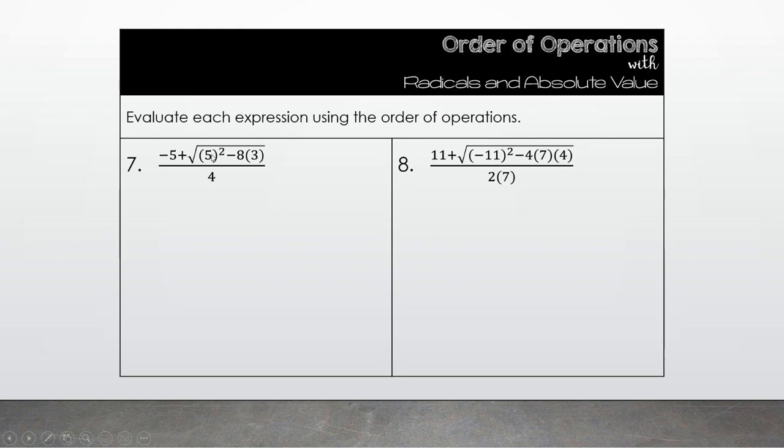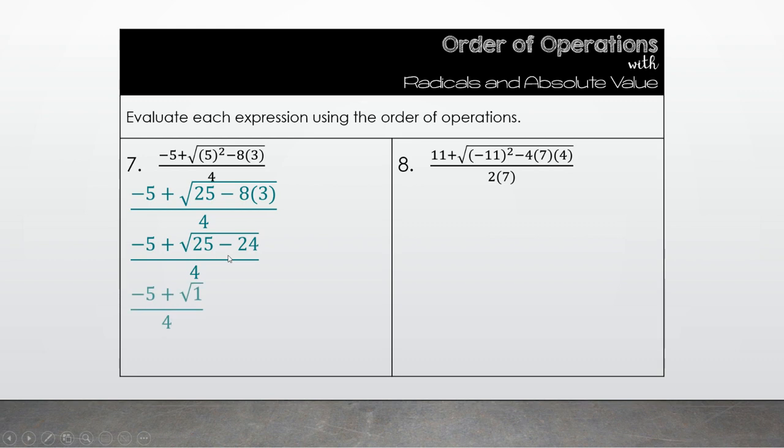And number 7, the radical sign, we got to evaluate everything under the radical first. We got to do exponents first. 5 squared becomes 25. Next, we do the multiplication under the radical sign. 8 times 3 becomes 24. Then the subtraction under the radical sign. 25 minus 24 becomes 1. And then we can take the square root. The square root of 1 is 1. So we have -5 plus 1, which gives us -4, and then -4 divided by 4 gives us -1.